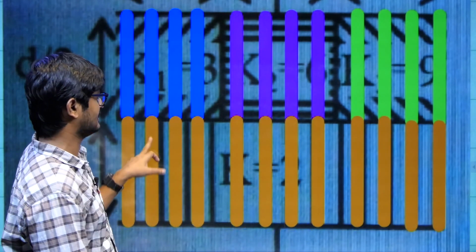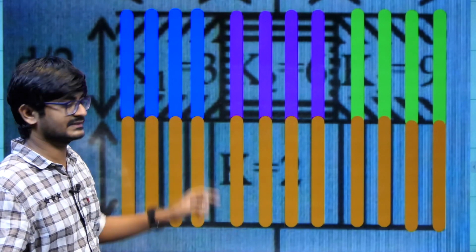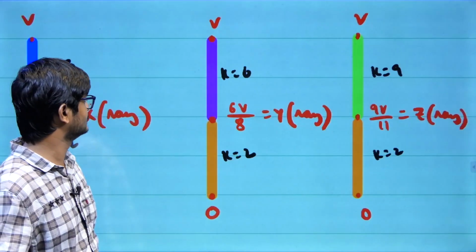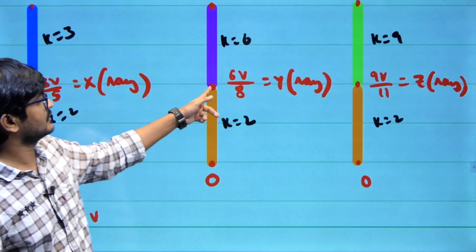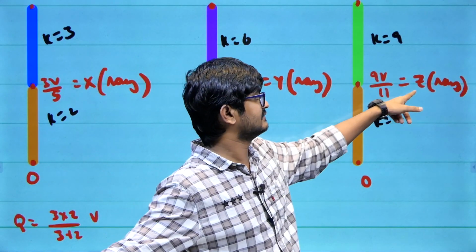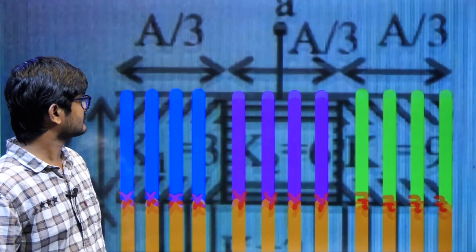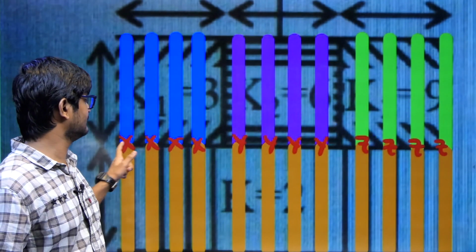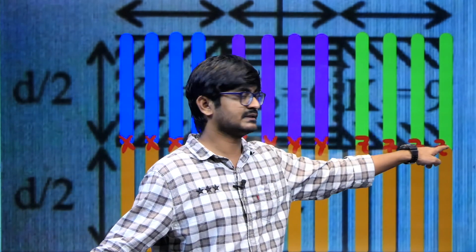Now this strip and this strip are the same, so if you find the potential here, the same will be here, the same will be here, the same will be here. That I can show you. When you calculate exactly, it will be 3V by 5, but I am calling it X. This potential I am calling Y, though you can calculate it as 6V by 8. This I am calling Z, though you can calculate it as 9V by 11. So all these potentials are the same, equal to X, all these potentials are the same, equal to Y, all these potentials are the same, equal to Z.